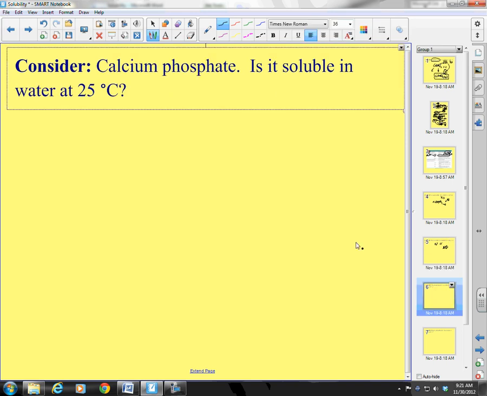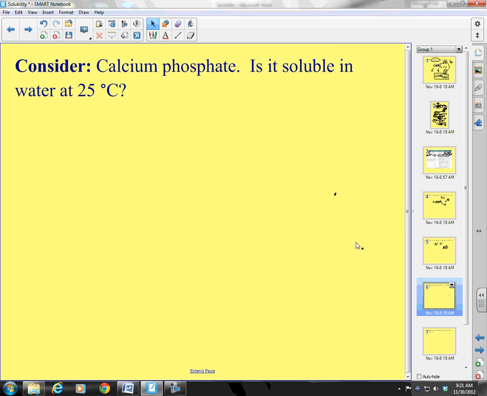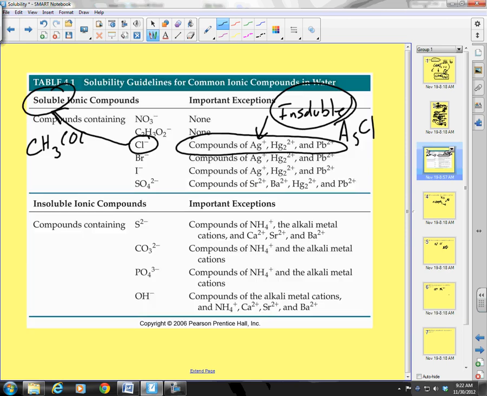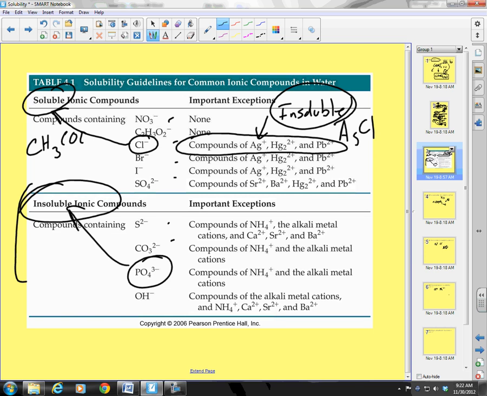Next, calcium phosphate. Let's take a look at calcium phosphate. All right, we are going to look at calcium and phosphate. And so let's look at our table. Do you see phosphate anywhere? I don't see it on top. Phosphate. Oh, here's phosphate. Phosphate is in the bottom section, meaning phosphates in general are insoluble.